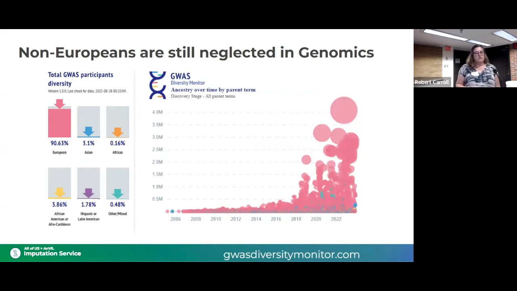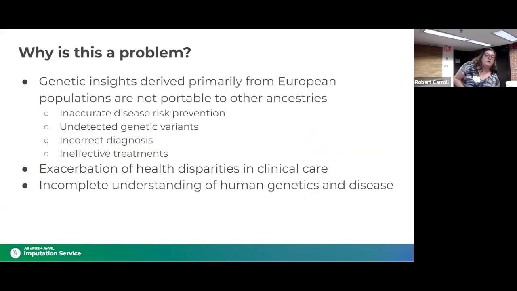I borrowed these two figures from GWAS-DiversityMonitor.com, and you can see how dominant European ancestry is in our genomics research and clinical care. So this is a problem because genetic insights derived primarily from European populations are not portable to other ancestries. This leads to inaccurate disease risk prevention, undetected genetic variants, incorrect diagnoses, and ineffective treatments, and this can all exacerbate health disparities. And it just leads to an incomplete understanding of human genetics and disease.